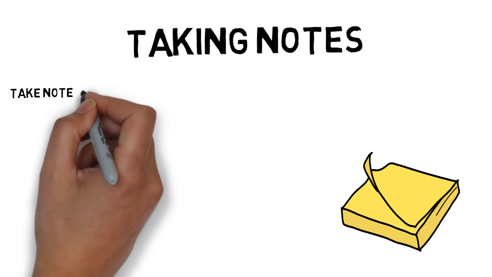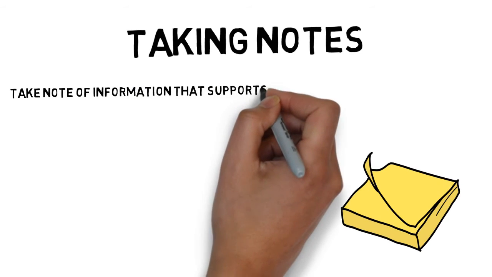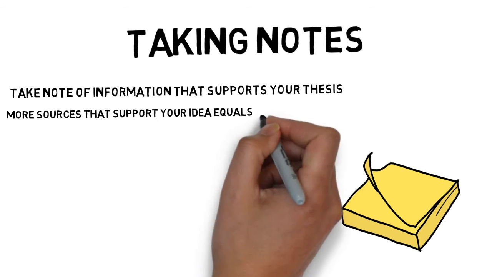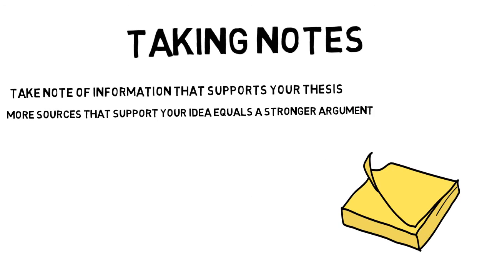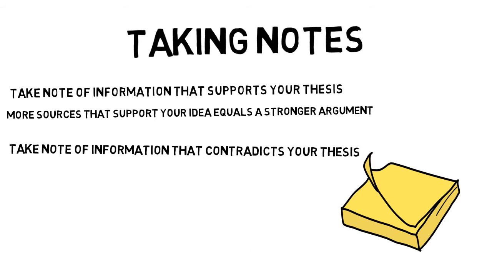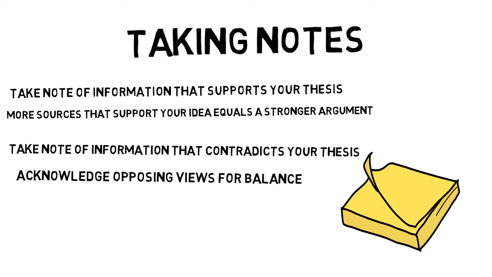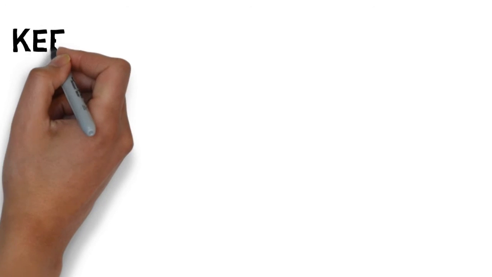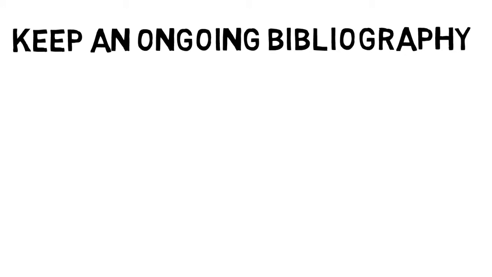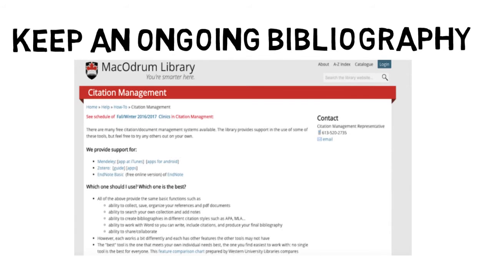As you read through the sources you've gathered, take notes. Copy down information that supports your thesis. The more sources that support your idea, the stronger it will come across. Copy down information that contradicts your thesis too. Acknowledging opposing views is a good way to have a balanced, unbiased paper. As you take notes, it is important to keep an ongoing bibliography, which will save time later and ensure that your paper is not plagiarized.